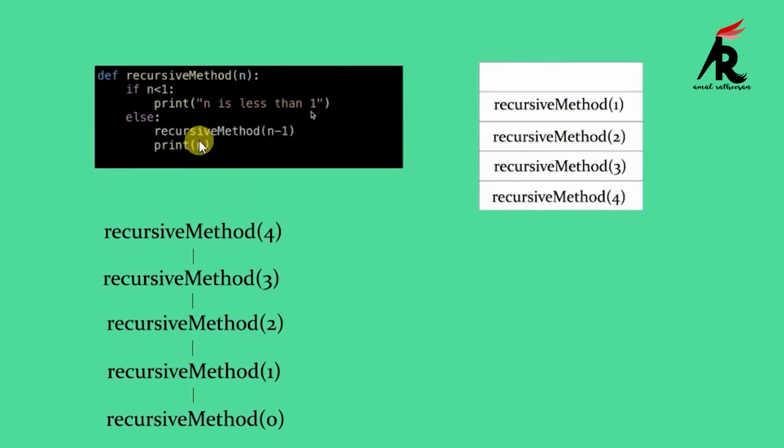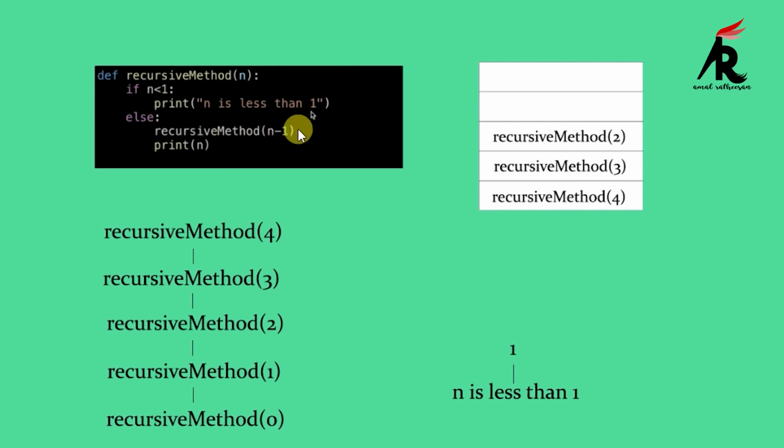Now recursive method 0. 0 is less than 1. Finally we got this: print "n is less than 1". Okay, printed it. Then we go back to recursive method 1. In recursive method 1, we have already executed the statement for 0, so we just need to print this. Print 1. After that we have to pop the recursive method. We have pushed it, and now we pop recursive method 1. We just popped it.